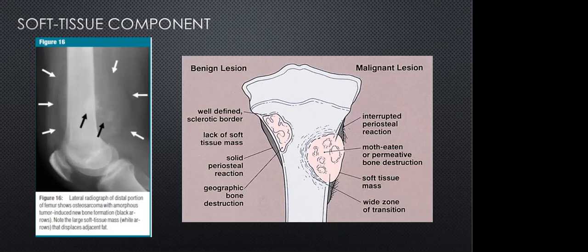So at the right, we can see features of benign or malignant lesions. A benign lesion has a well-defined sclerotic border, lack of soft tissue mass, solid periosteal reaction, and geographic bone destruction. On the other side, a malignant lesion could have an interrupted periosteal reaction, most often, or permeated bone destruction, soft tissue mass, and wide zone of transition.